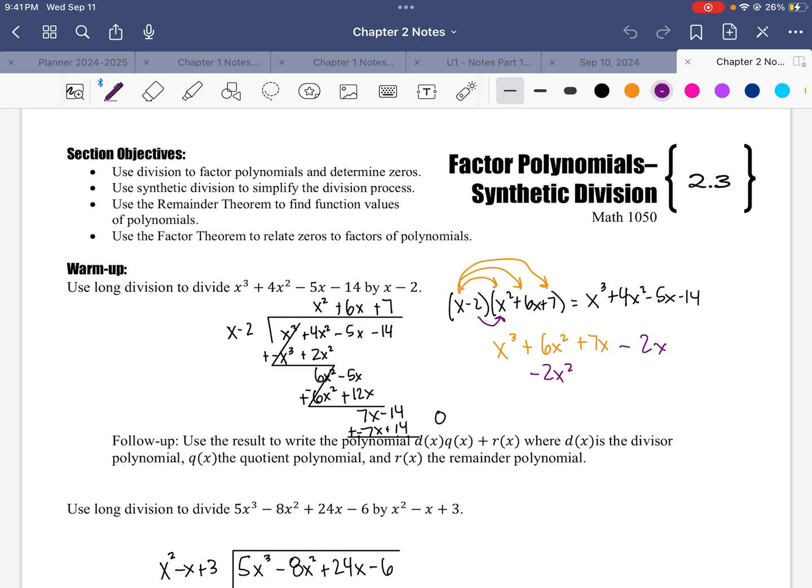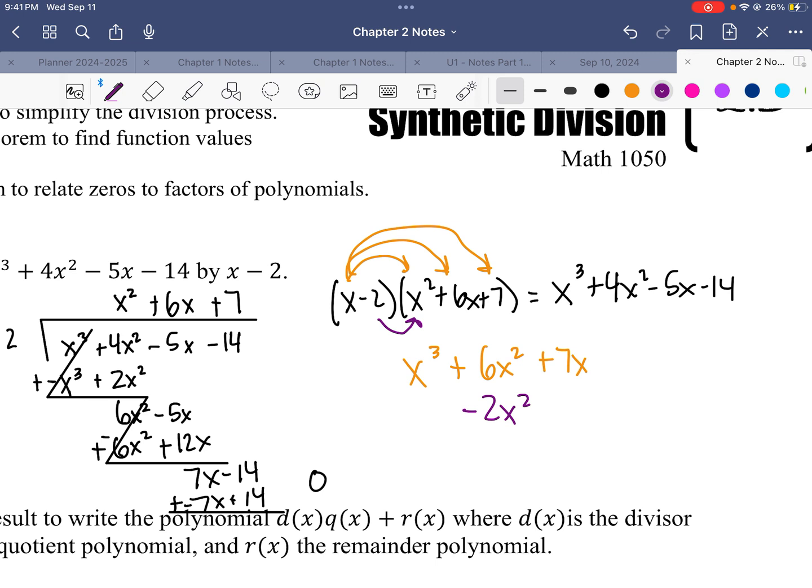Okay, so a lot of people will just keep going out to the side here. I don't. I try to match up my like terms as they happen. So the negative 2 times 6x is a negative 12x, which I will line up with my 7x. And then lastly, negative 2 times 7 is a negative 14. And it's out here because it doesn't have a like term. And then I like to add them like this.